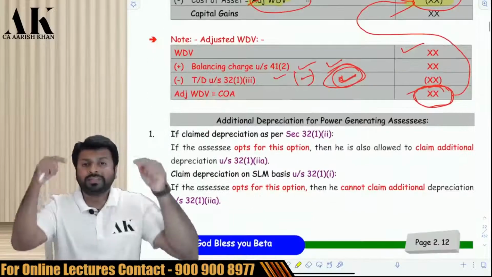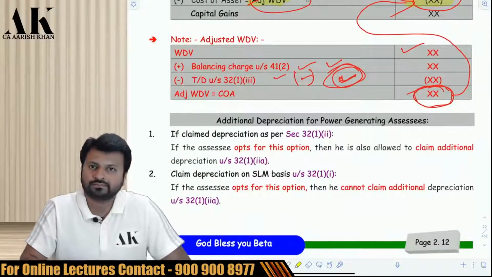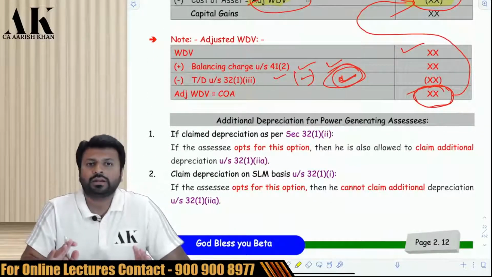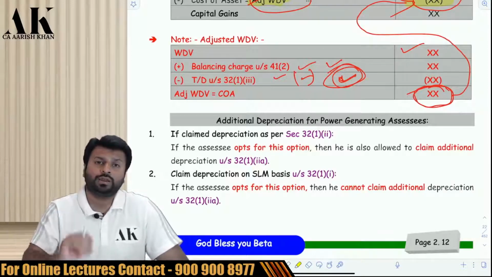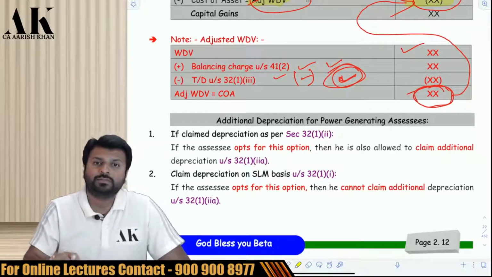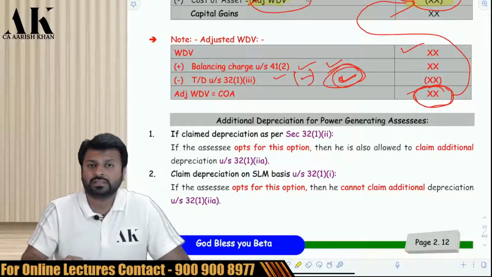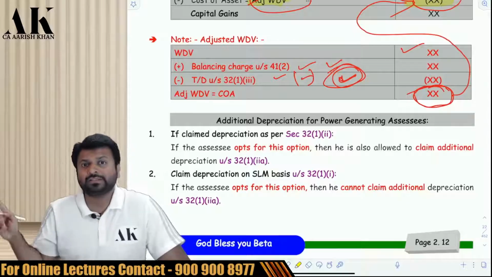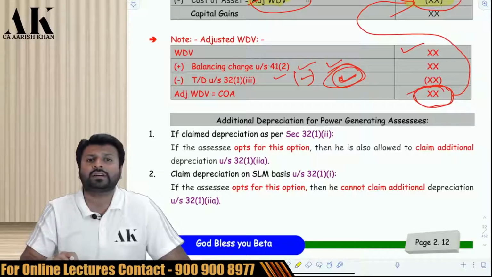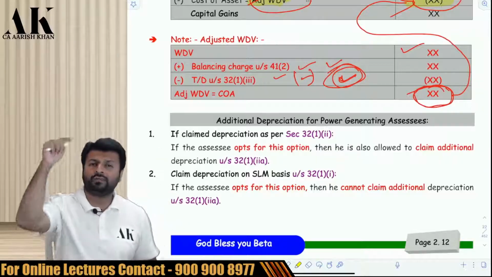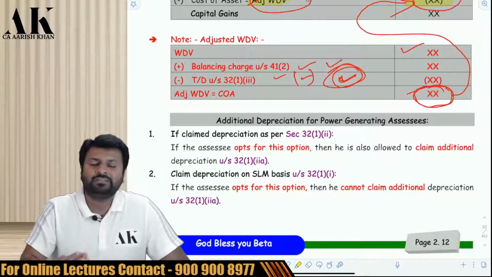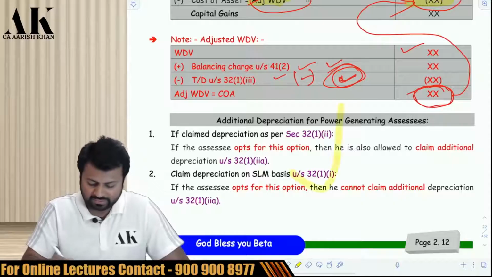Now, if you opt this option of SLM, you will not get additional depreciation. You will only get the normal depreciation. If you want normal depreciation, you have to opt the block wala method. You should go for block of method. If you go for block of asset, you will get the depreciation as per what? As per normal depreciation, as well as additional depreciation, even for power generating assessee. But if a power generating assessee opt for SLM, then he will not get the additional depreciation. That is what the government has to say over here.